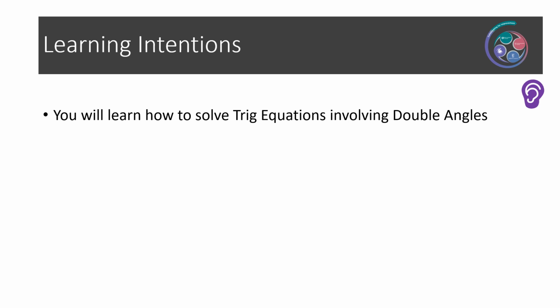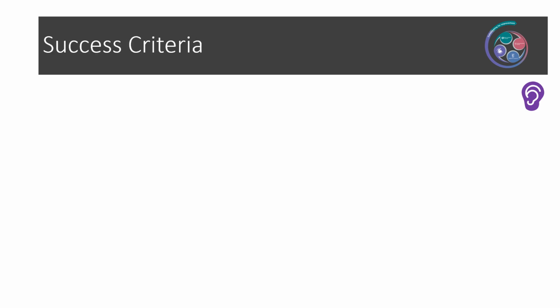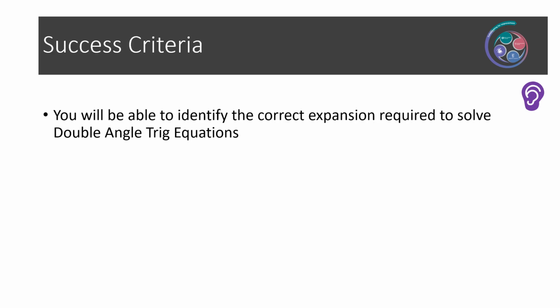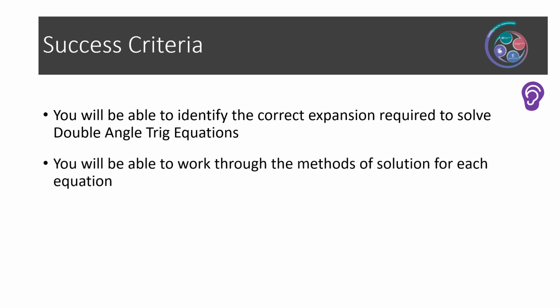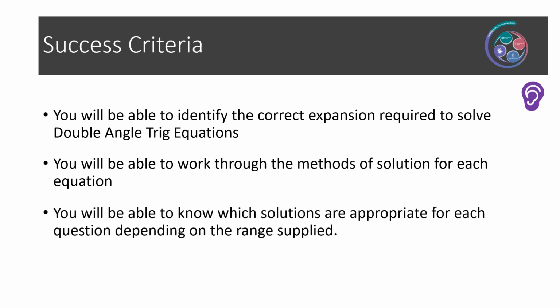The learning intention throughout will be to learn how to solve trig equations involving double angles. What we'll be looking for in terms of success criteria is being able to identify the correct expansion to solve a double angle trig equation, then being able to work through the methods of solution for each equation, and then know which solutions are appropriate for each question depending on the range that's supplied. We'll explain all of that as we go through them.